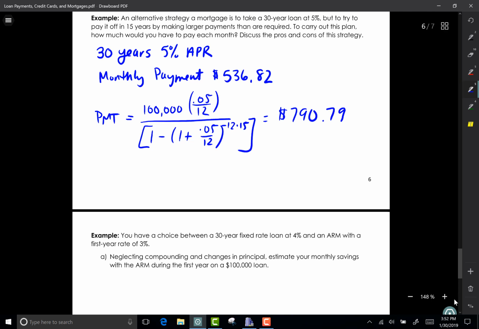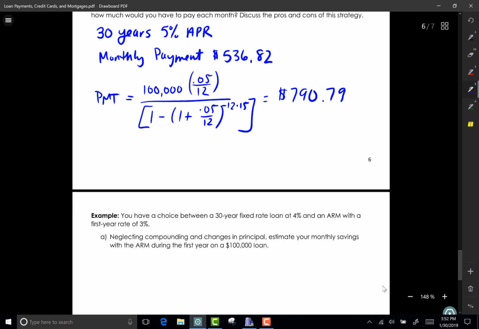Now, there are some pros and cons to doing this, and that will be part of your mortgage project. So I'm not going to talk about that. That's something I want you to think about.